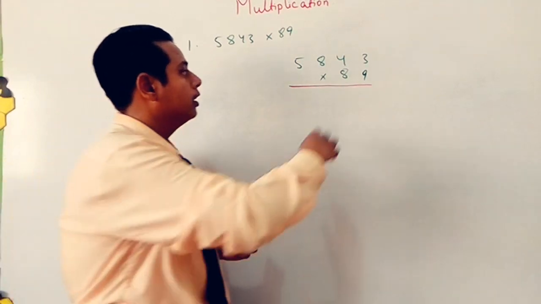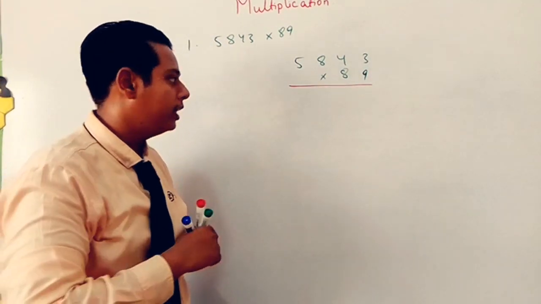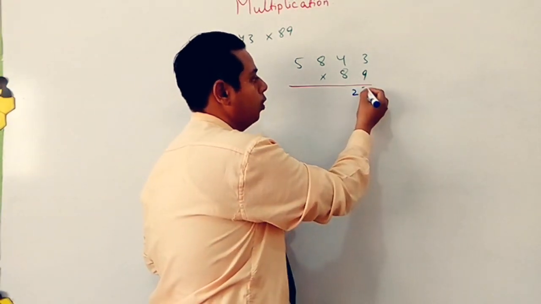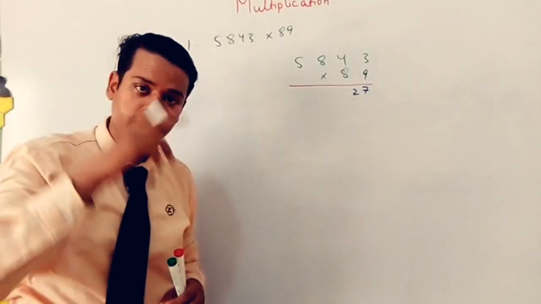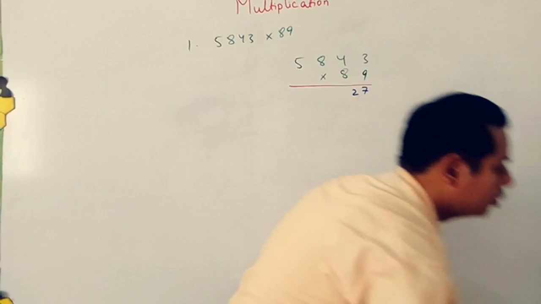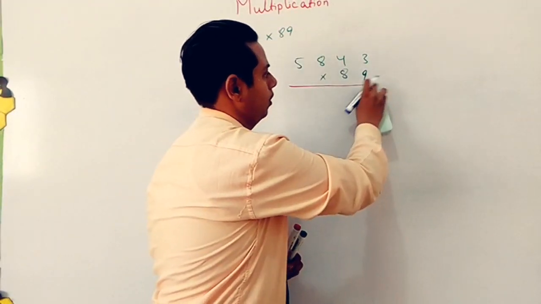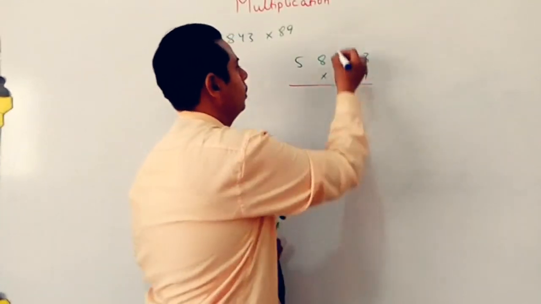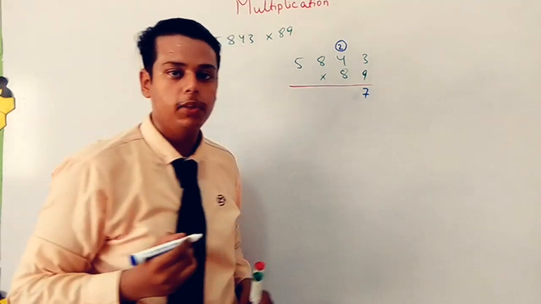1 by 1. 9 3s are 27. So in the 27 we cannot write the whole 27 over here. We need to shift the 2 as a carry on the second number. Fine. 2 as a carry.